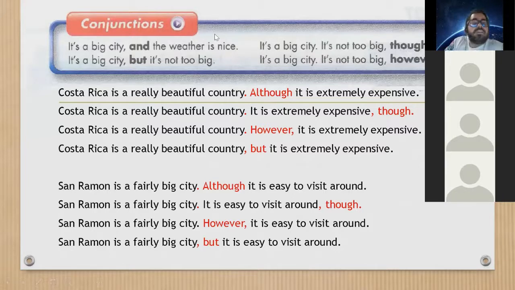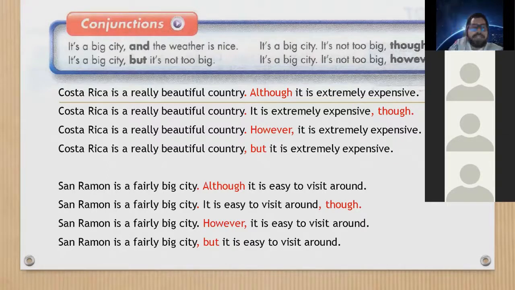Costa Rica is a really beautiful country, although it is extremely expensive, guys. Look at this. Yes, it is extremely expensive. Look at the next one. I don't know if maybe Juliana can help me reading this one. And if Julie can help me reading the second sentence in here. Read. Exactly, read it, yeah. Okay, Costa Rica is a really beautiful country. It is extremely expensive too. Though. Exactly. So look at that, guys. Though era and aunque, right?